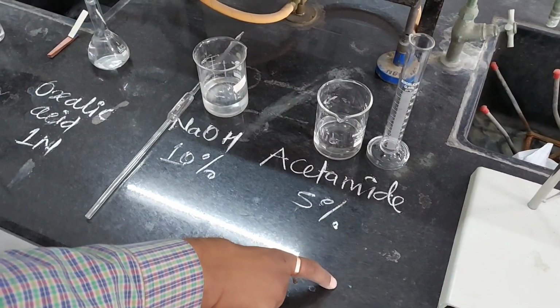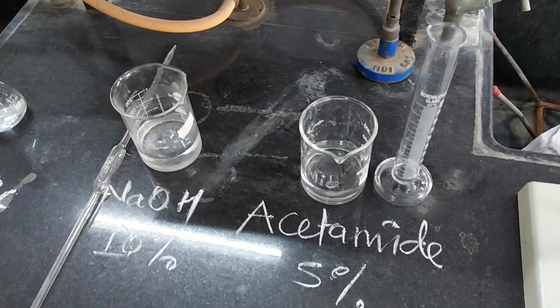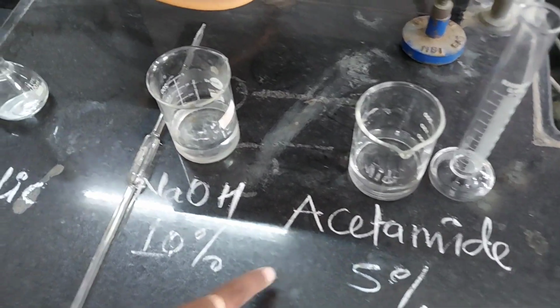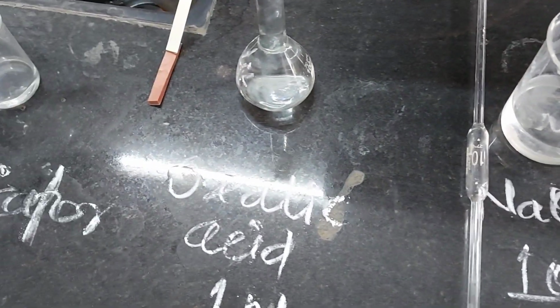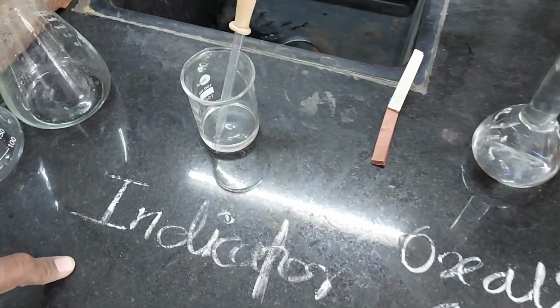These are the chemicals required for the estimation of acetamide. This is the 5% acetamide solution. This is the 10% NaOH solution. This is the 1 normal oxalic acid solution, and this is the phenolphthalein indicator.